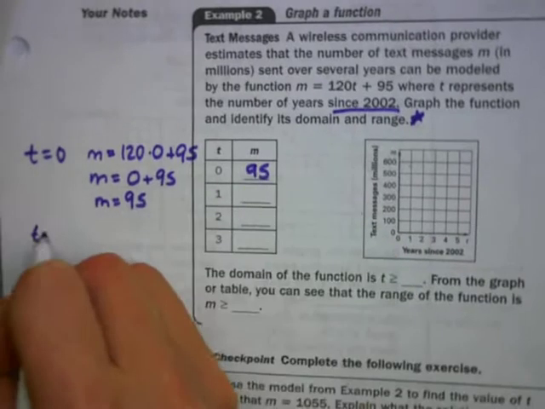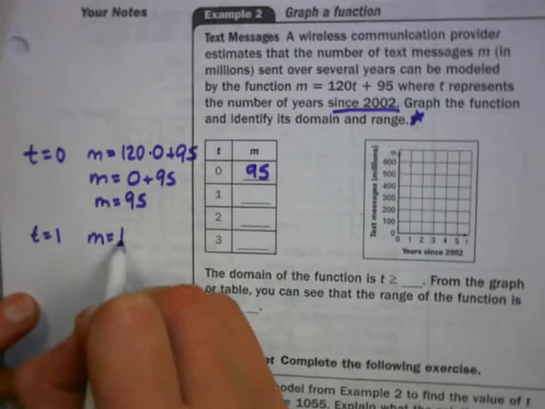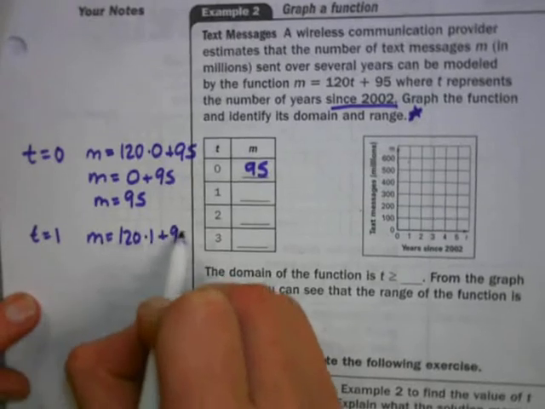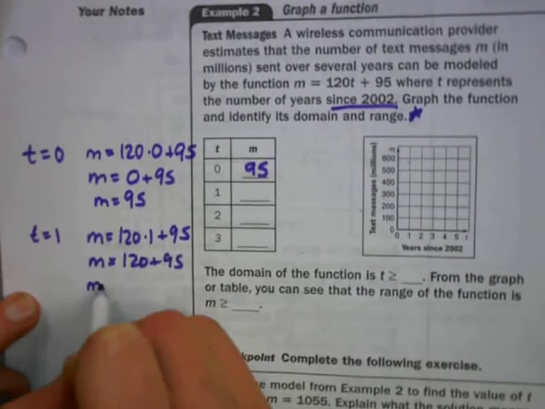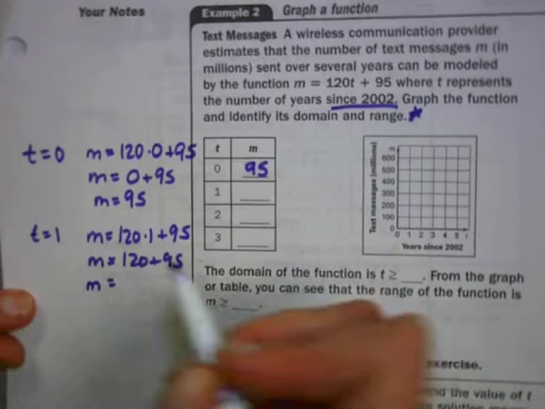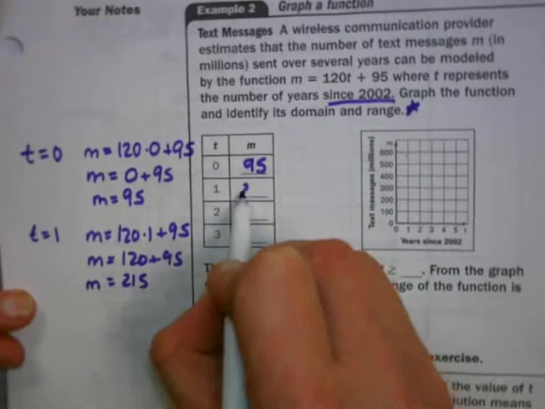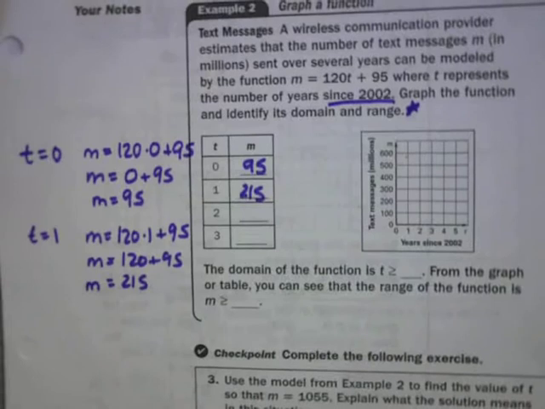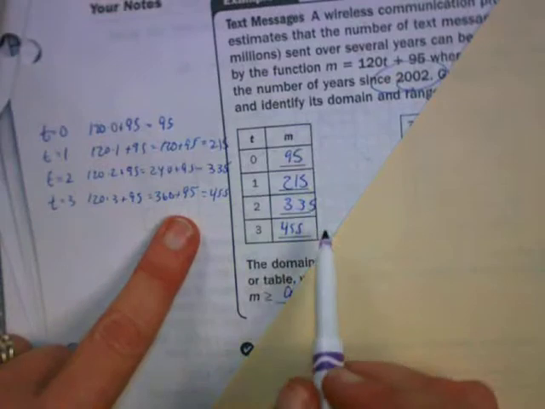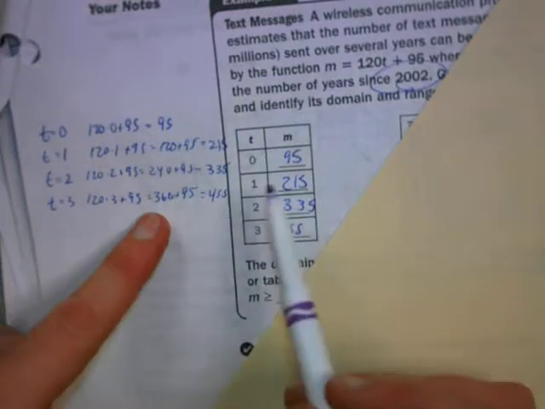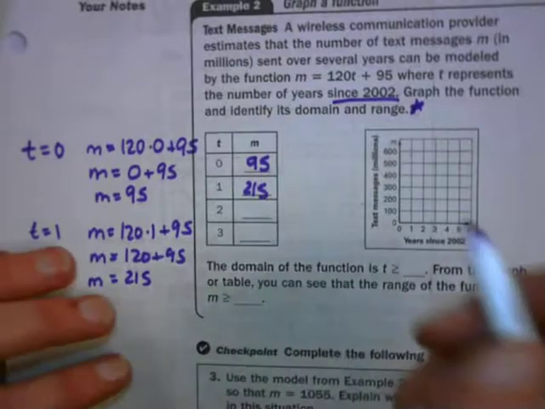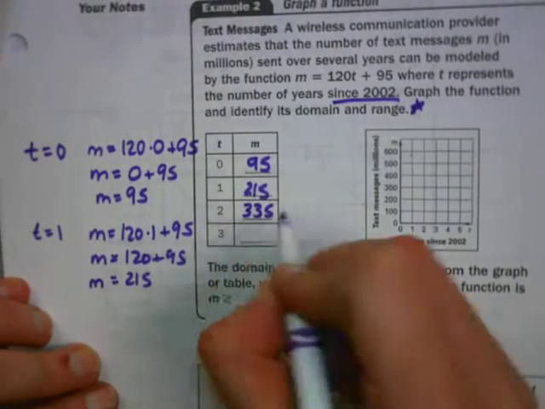Okay? If t equals 1, that would be m equals 120 times 1 plus 95, which is 120 plus 95, which gives you, in the millions, 215. Okay? Continuing on, the rest of your values, you would get 335 and 455. You can go ahead and pause the video if you need some time to work those out. Okay, so I'm going to add them into my little table over here. 335 and 455.